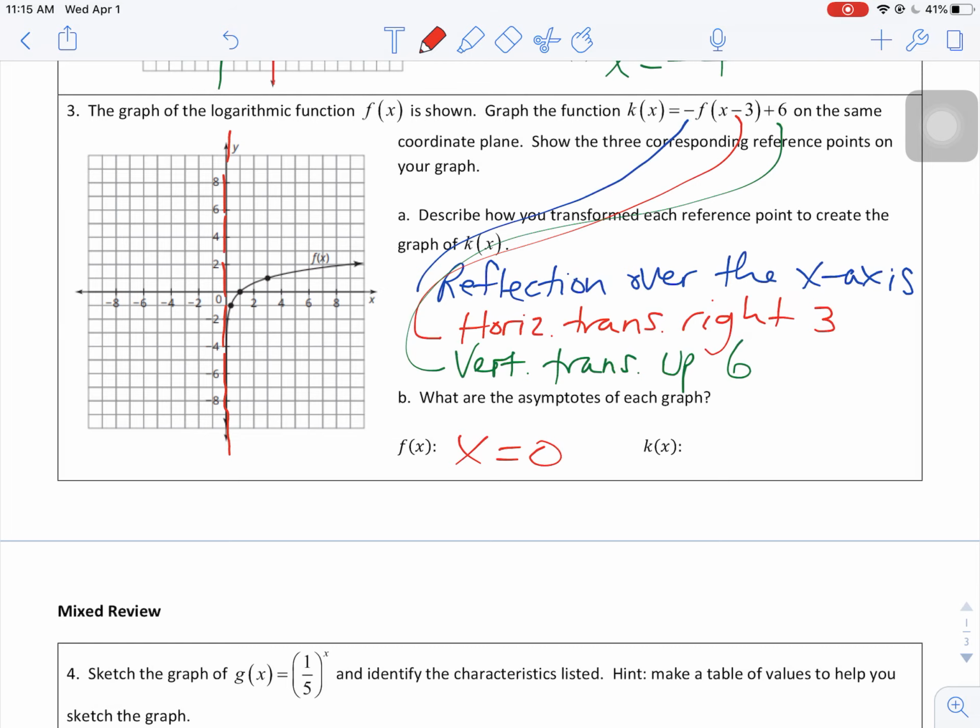And then now, with my new graph, I want to move right 3 and up 6. So I'm going to start with this point right here, 3, 1. I want to go right 3, up 6. So right there, and I probably should use a different color.